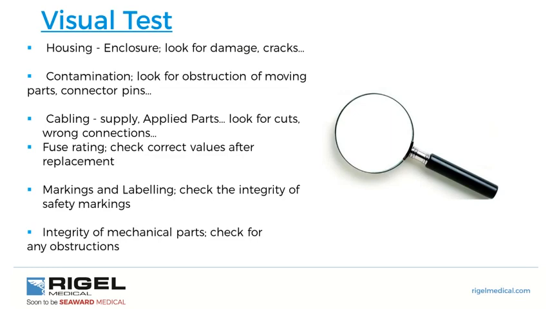So a visual check, a visual test. We look at the housing, the enclosure, damage, cracks. We look for contamination, look for any obstructions of any moving parts, make sure everything is mechanically sound. Cabling, is the supply okay? Do the applied parts look sound? Is there any cuts or wrong connections in any of the cabling?